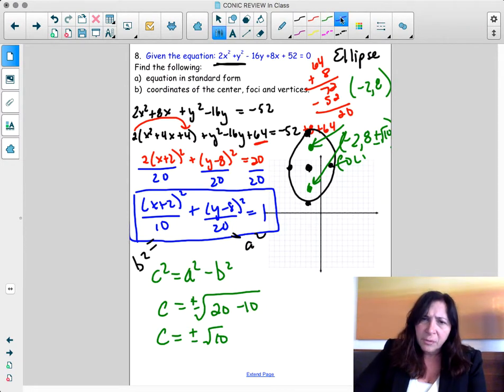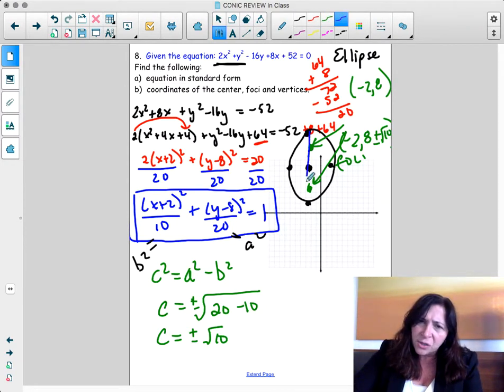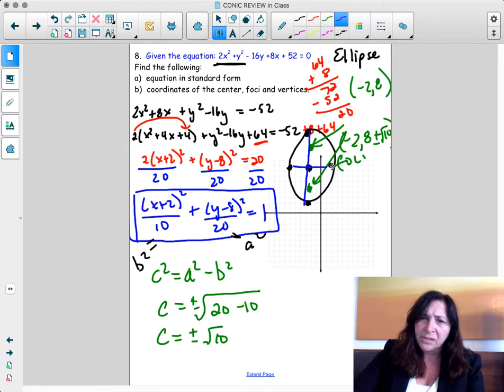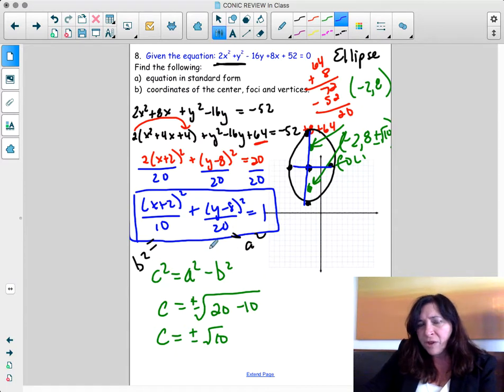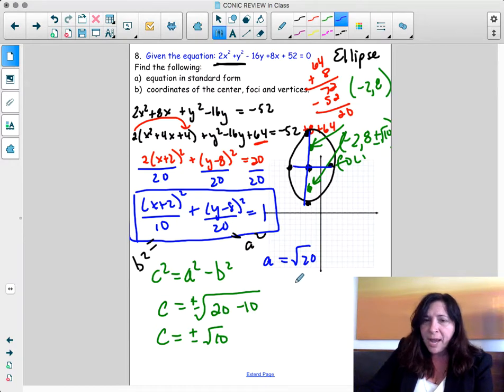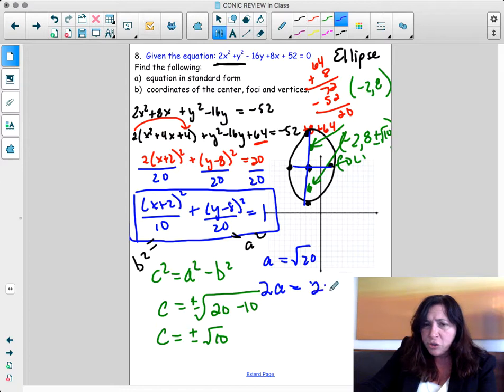Just a note, remember, my major axis is always the larger axis, and my minor axis is the small one. To find that, because all the other ones we've done have been perfect squares, if this is a squared, then a is equal to the square root of 20, right? So if I wanted to know the length of my major axis, it would be 2a, so it'd be 2 root 20.